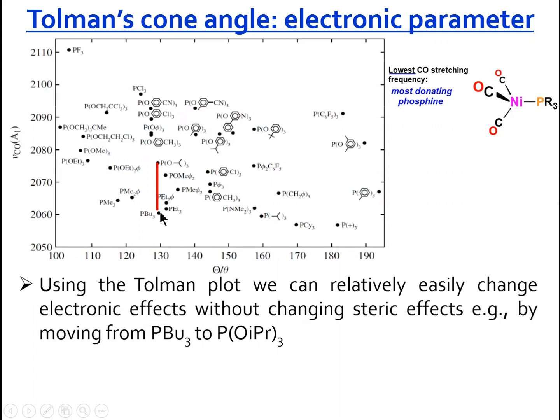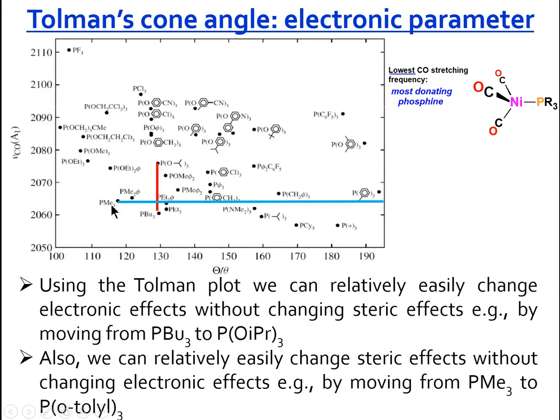From P-butyl-3 to P-O-isopropyl-3, the two ligands are bulky. So the effect of the bulkiness is not present in this case. But P-butyl-3 is more donor than P-O-isopropyl-3 due to the presence of the electronegative oxygen. So P-butyl-3 is more donor than this ligand. So νCO in case of P-butyl-3 will be less than in case of P-O-isopropyl-3.